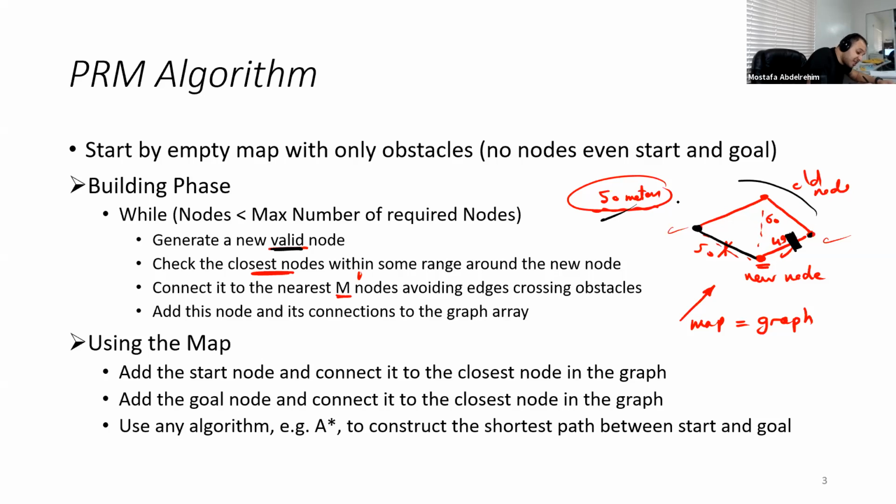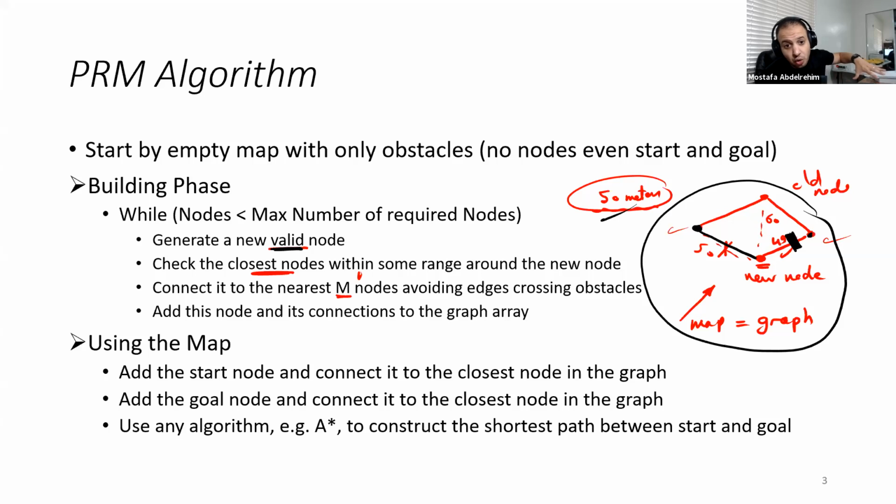Once you build this graph here, then you can use it. Okay. By the way, I didn't mention any goal or any start node yet. So we are just building the graph, okay, without any prior information about the start node or the goal node. Because we are building a map. This is not a search algorithm.